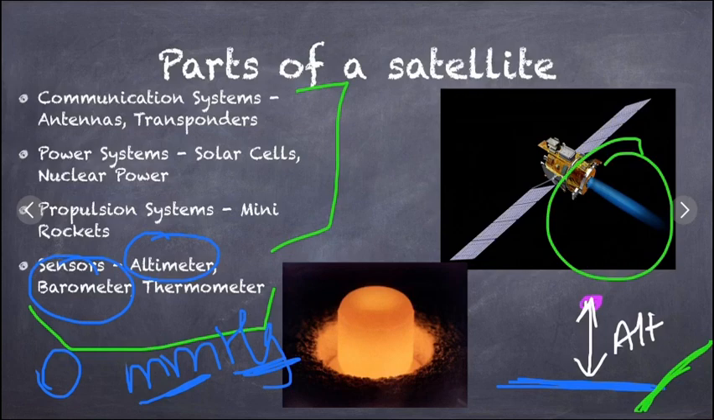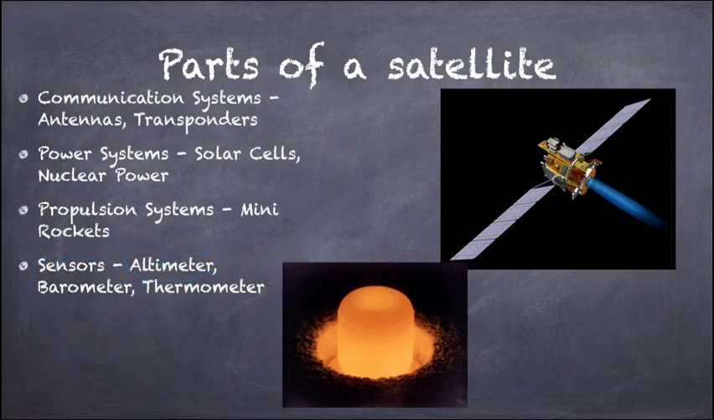Next is the thermometer. Thermometers are very important because they tell us the temperature of a particular place. Temperature is also a factor for many different things, like crop growth and other things, which is also a part of the satellite.